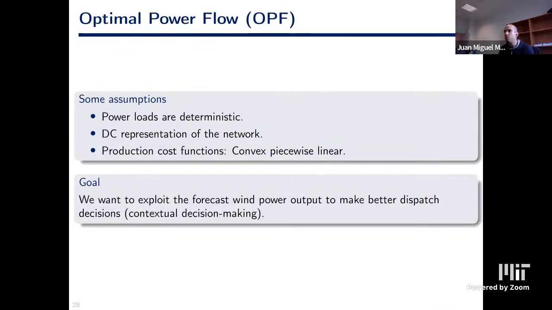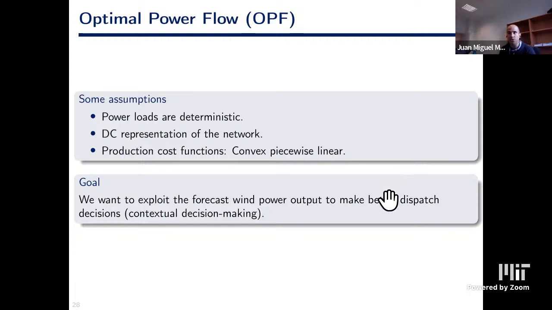Okay, so in the formulation of the OPF problem, we're going to make some assumptions. For simplicity, we will consider that the nodal loads are deterministic. That is, wind power is going to be the only source of uncertainty in our example. This is just for simplicity. But for tractability, we are going to use a DC, or linear, representation of the transmission network. Furthermore, we will model the generation cost as a convex piecewise linear function. This is widely used. And as I said before, our goal is to exploit the forecast wind power output, which is our context, our variable set, to get better OPF solutions.